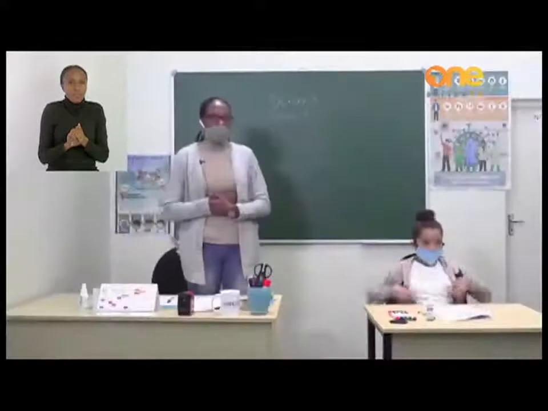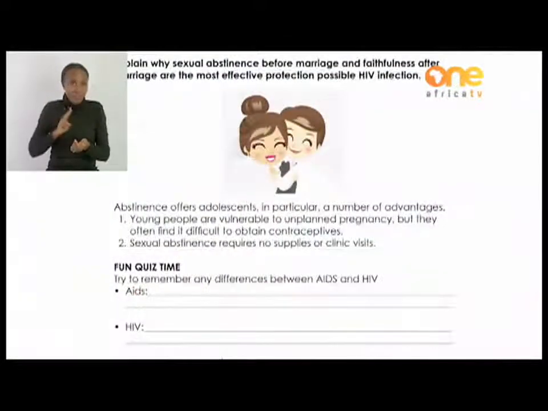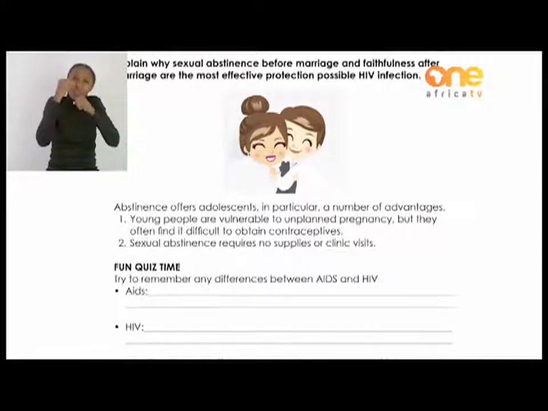Turn over to page 22. Explain why sexual abstinence before marriage and faithfulness after marriage are the most effective protection possible for HIV infection. Abstinence offers adolescents in particular a number of advantages. When you abstain from sex, it means you stay away completely from sex. What are the advantages that we have there?